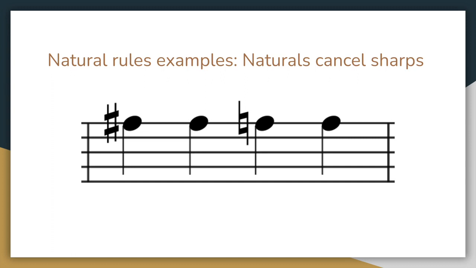Okay, next rule, naturals can cancel out sharps. So on the left-hand side, we've learned that the first 2 notes are sharped. And as soon as we have that natural, they are not sharped, and just like the sharp, it can carry over from one note to the next. Since the natural is the last symbol that was written, it is the one that takes over, or is in control, for the rest of the measure.